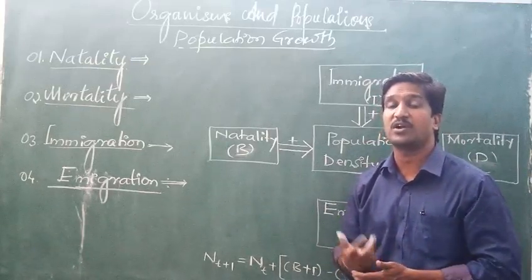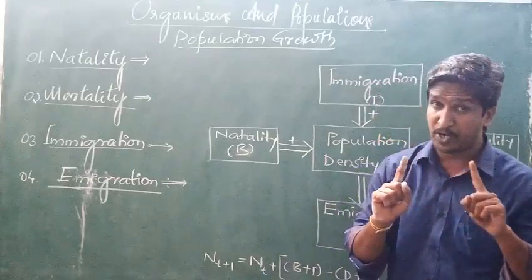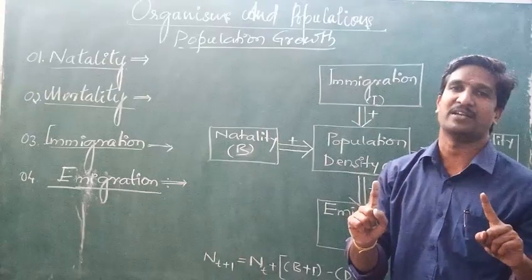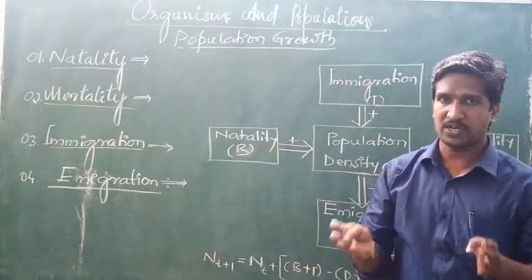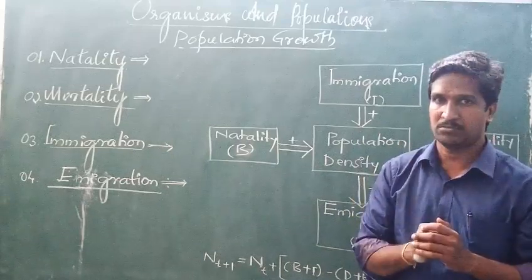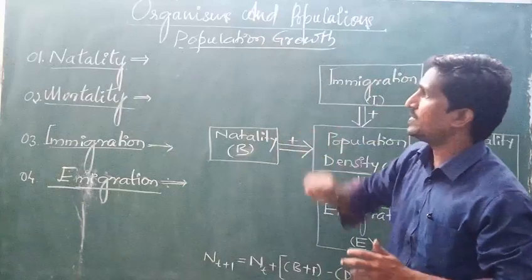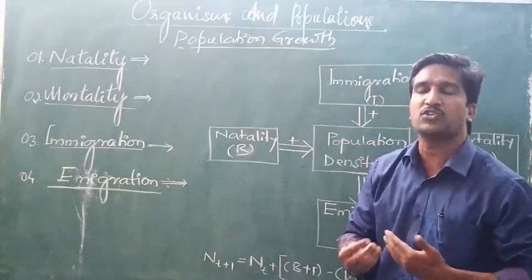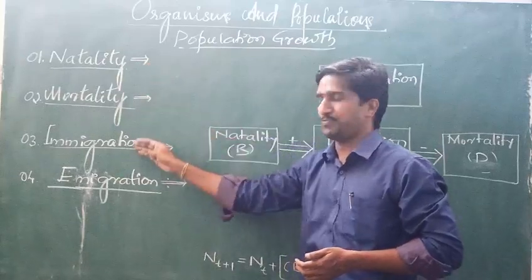So we want to study what the major causes are. We are not discussing only the population of human beings. Keep it in mind, we are learning about the population of all organisms, not only the human population. Along with that, population growth: how does population growth take place? It takes place through these four sequential steps.